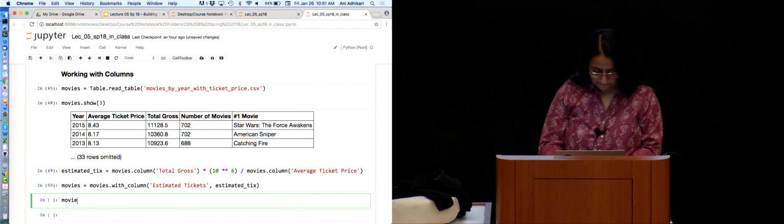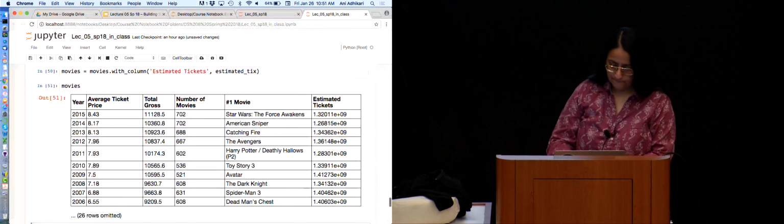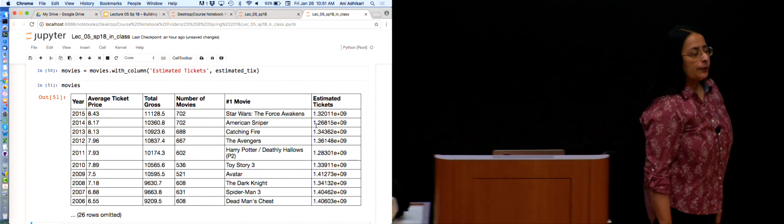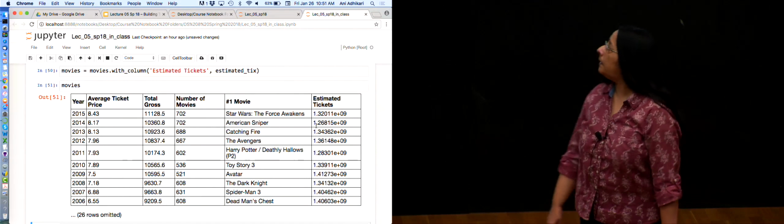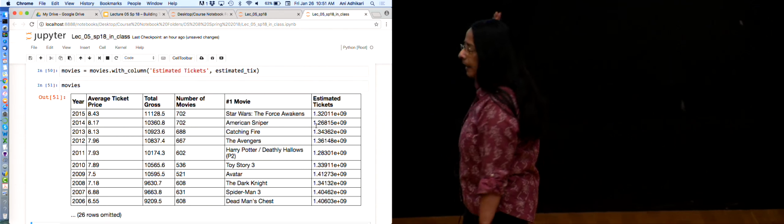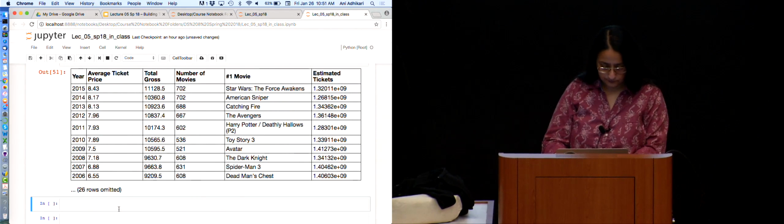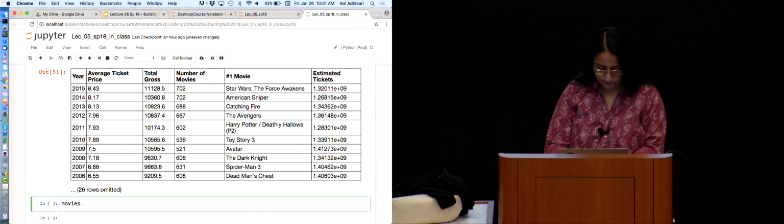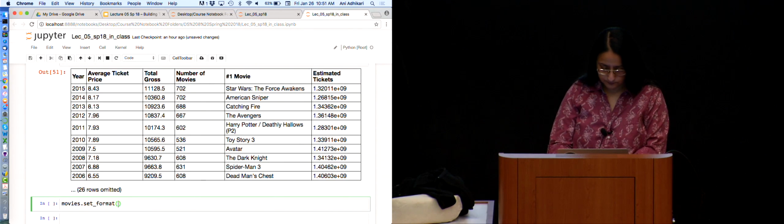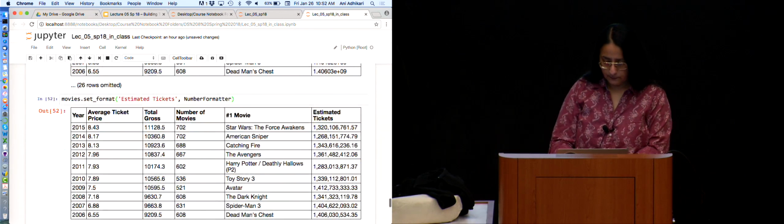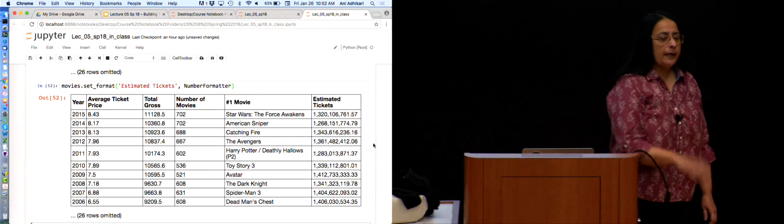Okay. Lots of tickets sold. Lots and lots of tickets sold, in scientific notation, and that's all very well, but it's really hard to make sense of that. So we had percent formatter. We also have number formatter. That's a little nicer, and I have something to say about that number.